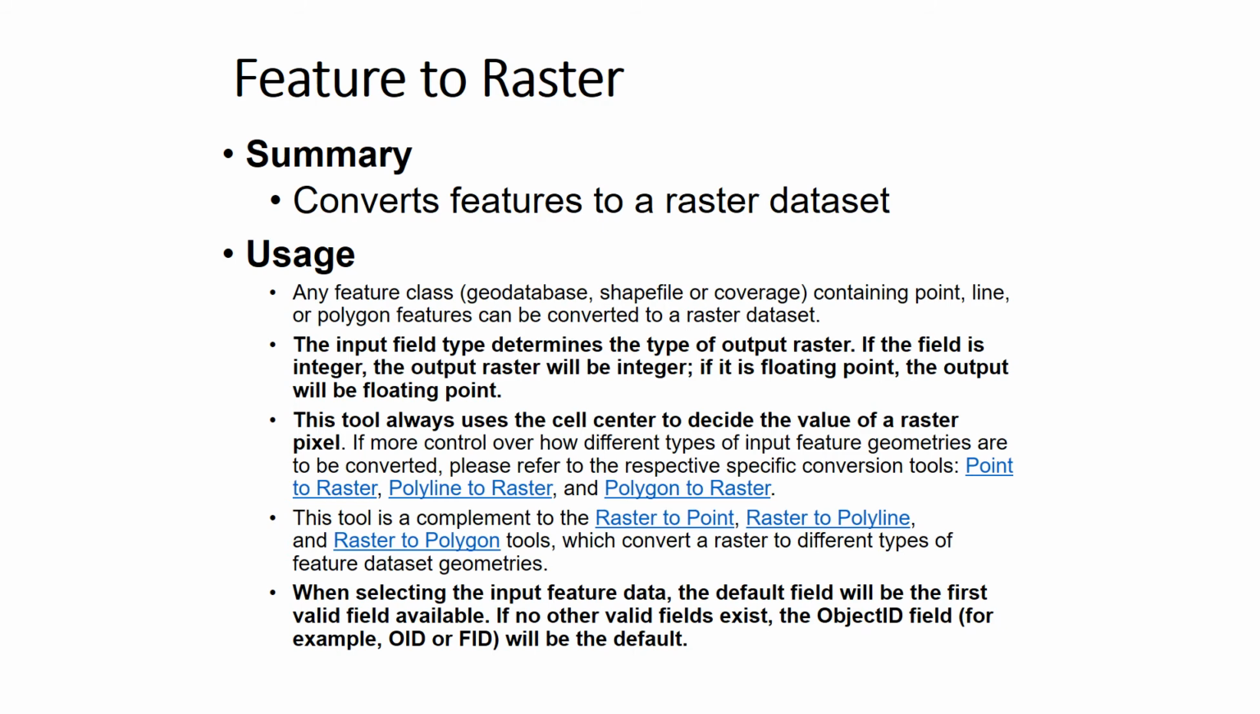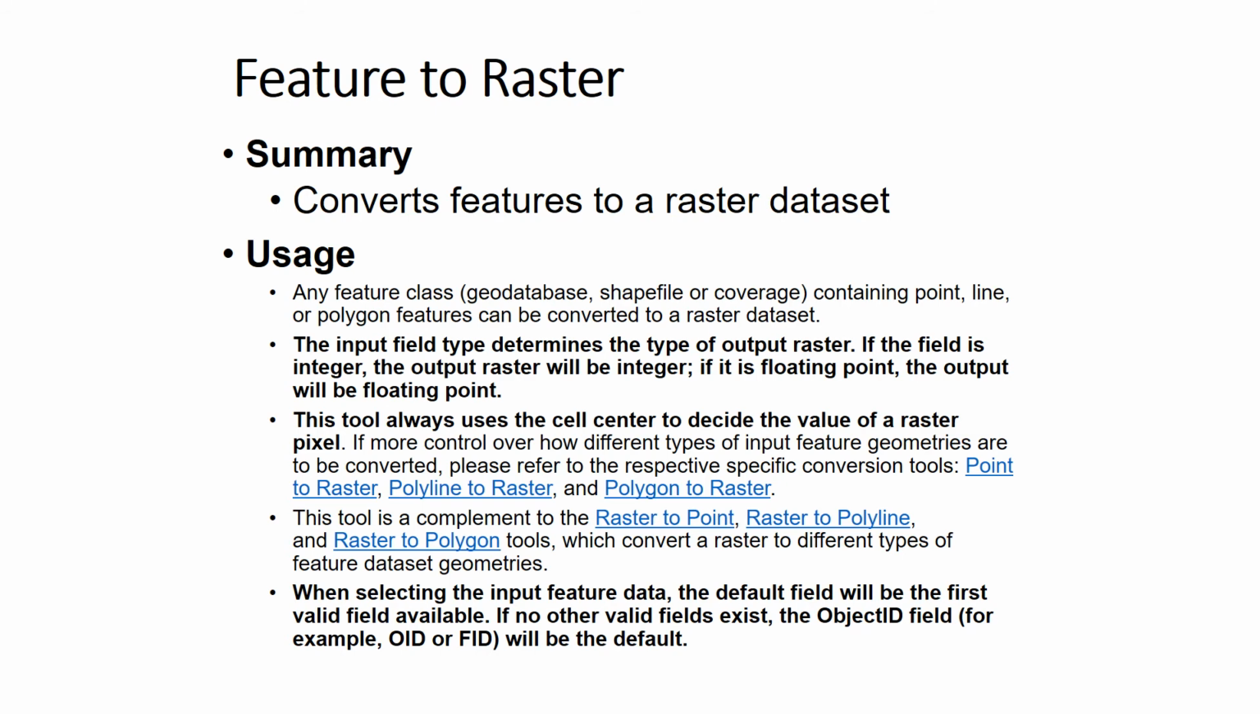So the feature to raster tool looks something like this. This is a screen grab of some of the info I got from ESRI. The gist is that it's going to convert features to a raster data set. It'll work on anything, so point, line, or polygon. If you want some more specific options, if you're really getting into the details of how this tool works, you may want to look at the specific tools: point to raster, polyline to raster, and polygon to raster. They're essentially going to do the same things. They'll just allow you to have a little bit more control.